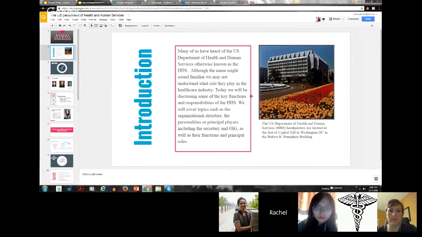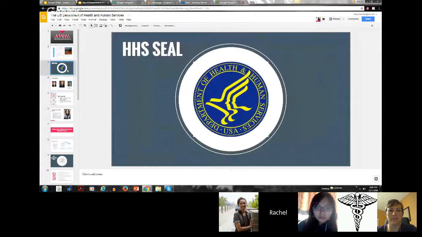We'll cover topics such as the organizational structure, the personalities or principal players, including the secretary and OIG, as well as their functions and principal roles. To the right is a picture of the U.S. Department of Health and Human Services. Their headquarters are located on the foot of Capitol Hill in Washington, D.C. Here we have the HHS seal.